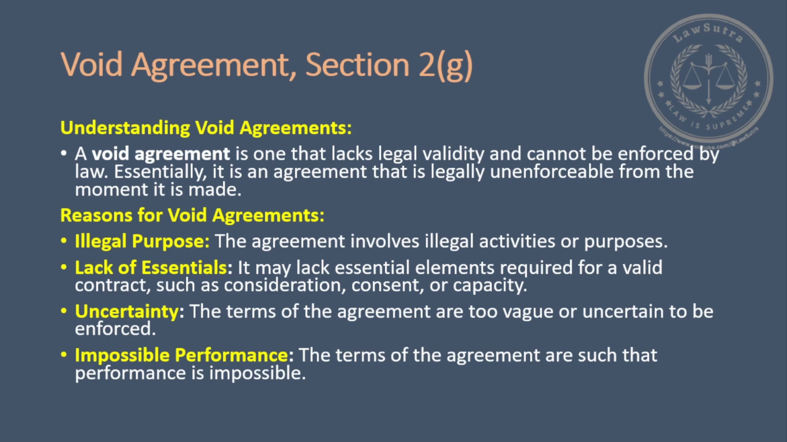Reasons for a void agreement. First one is illegal purpose. The agreement involves illegal activities or purposes. Next one is the lack of essentials. It may lack essential elements required for a valid contract, such as consideration, consent, or capacity. Third one is uncertainty. The terms of the agreement are too vague or uncertain to be enforced. Next one is impossible performance. The terms of the agreement are such that the performance is impossible.